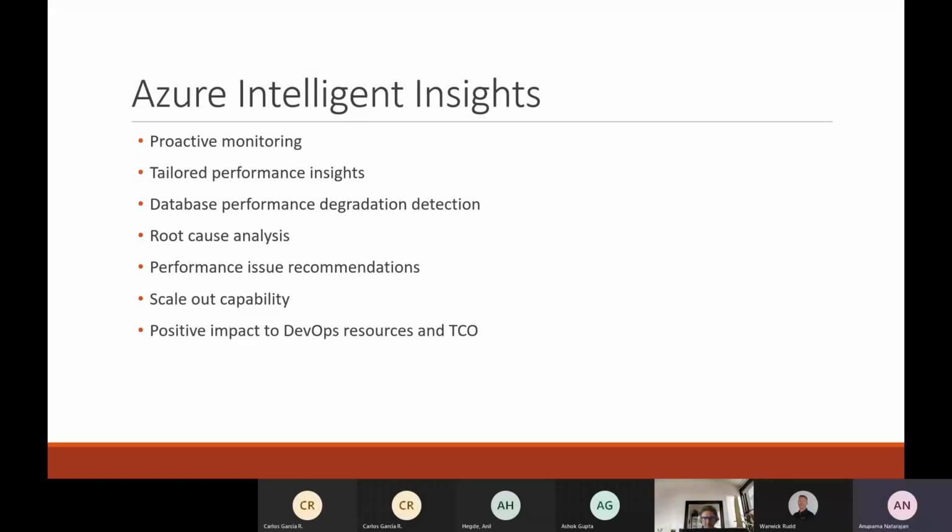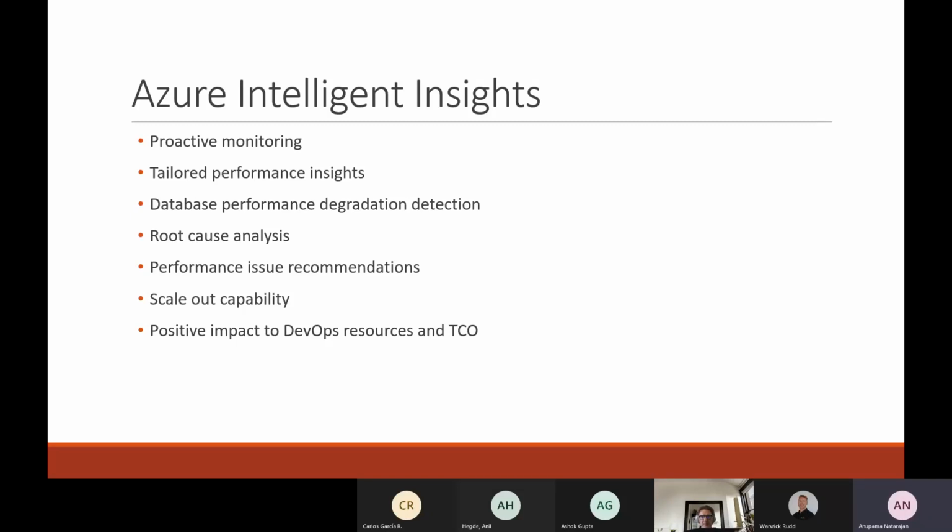So the next option is your Azure Intelligent Insights. This is really important because Azure Intelligent Insights gives a wealth of information. That will help you to do proactive monitoring of your Azure SQL database. You can do a lot of root cause analysis, like what could have gone wrong.